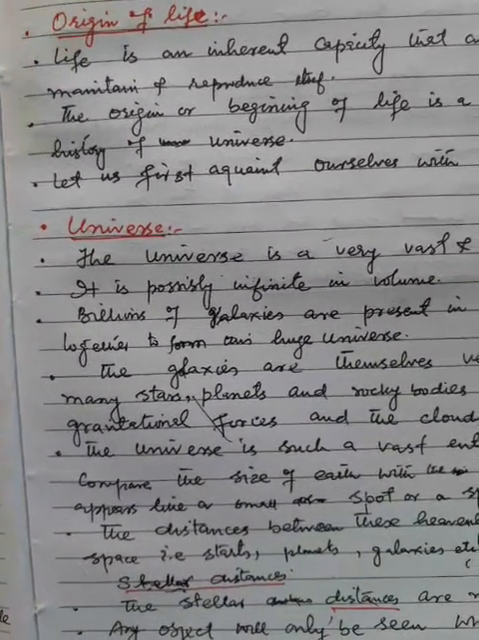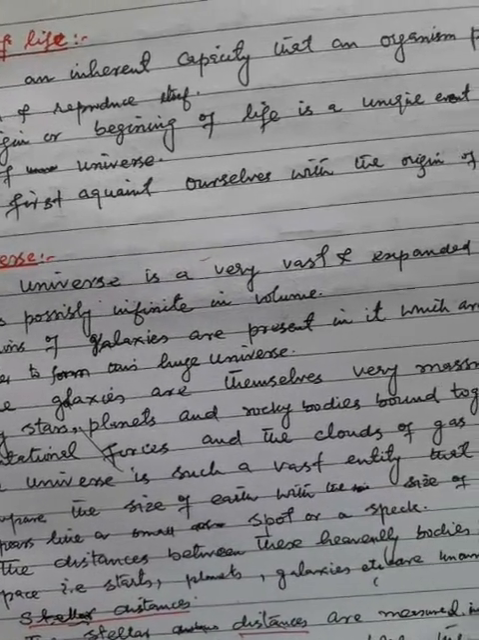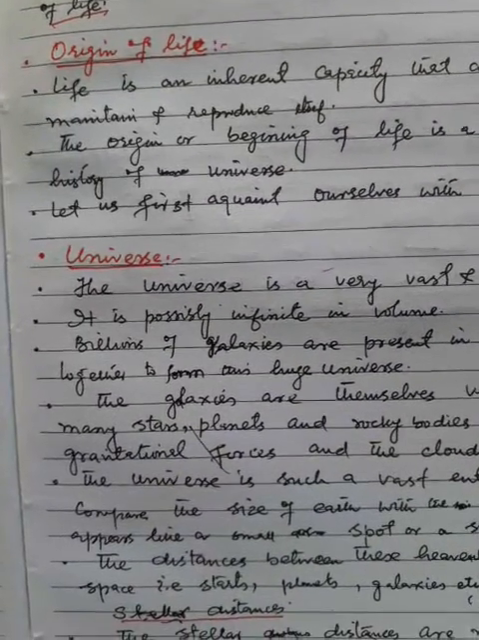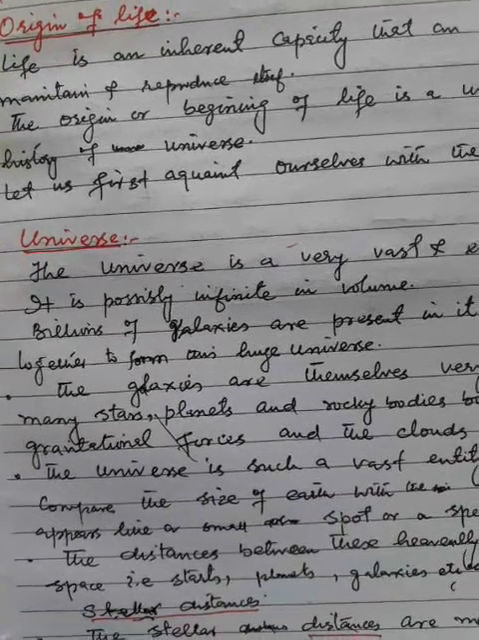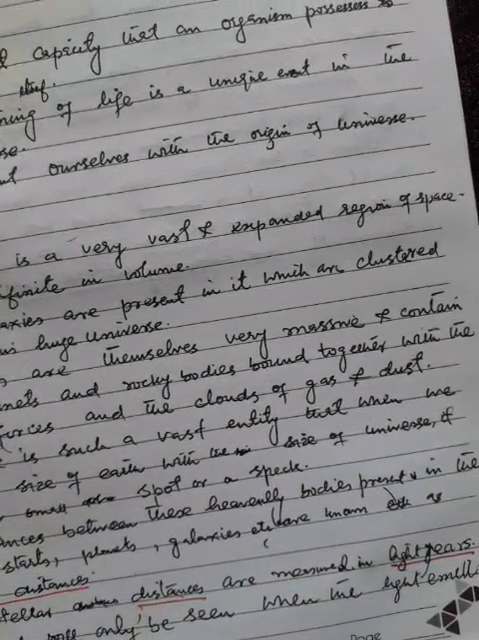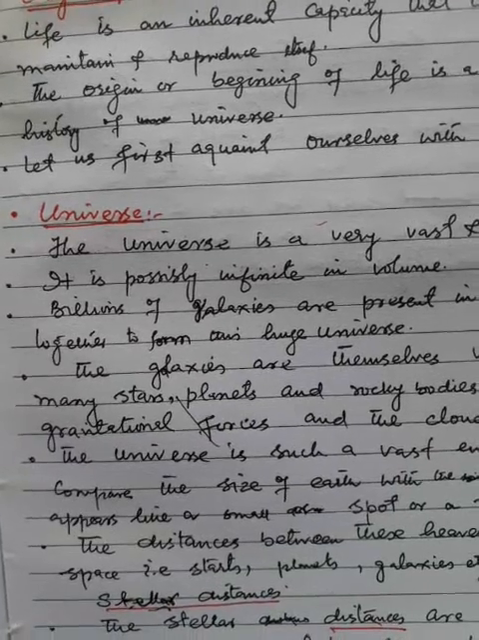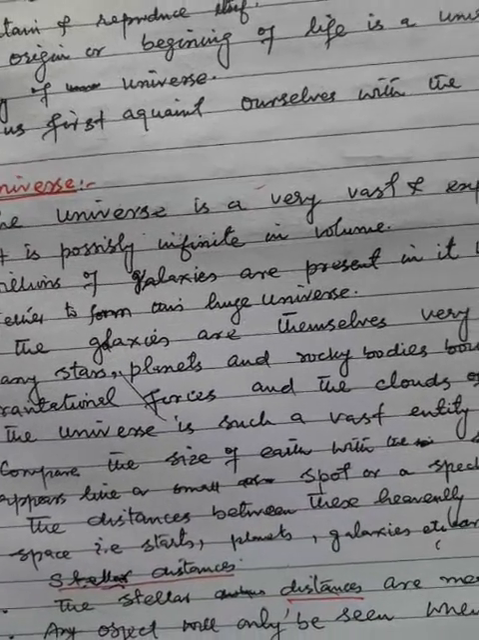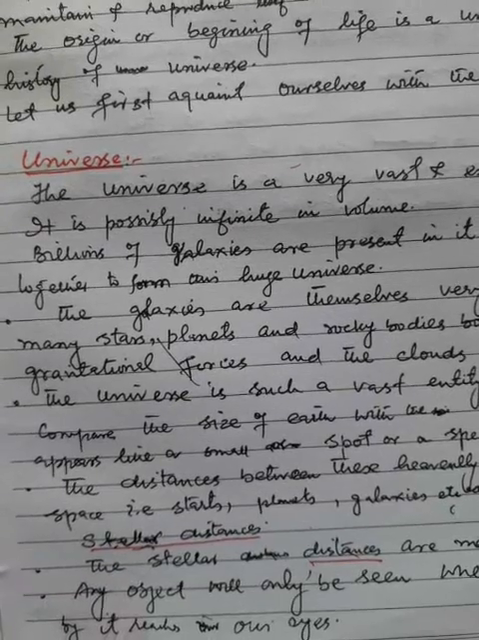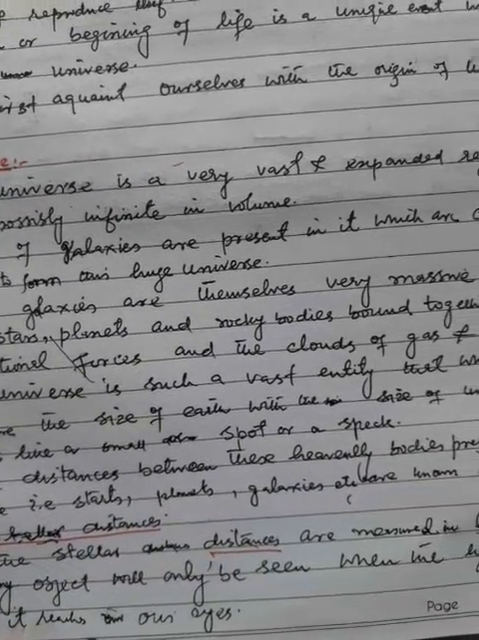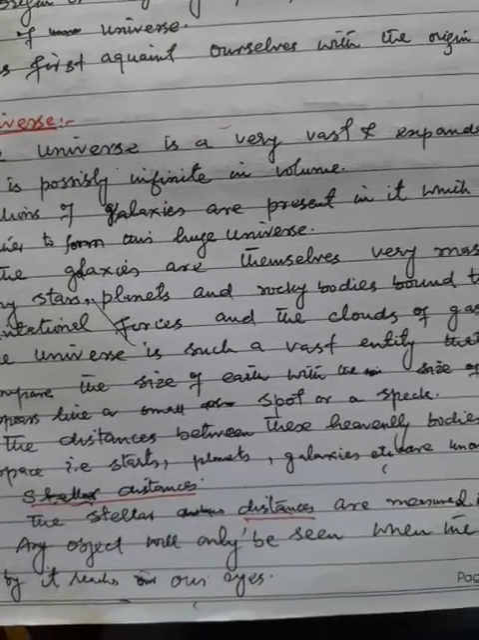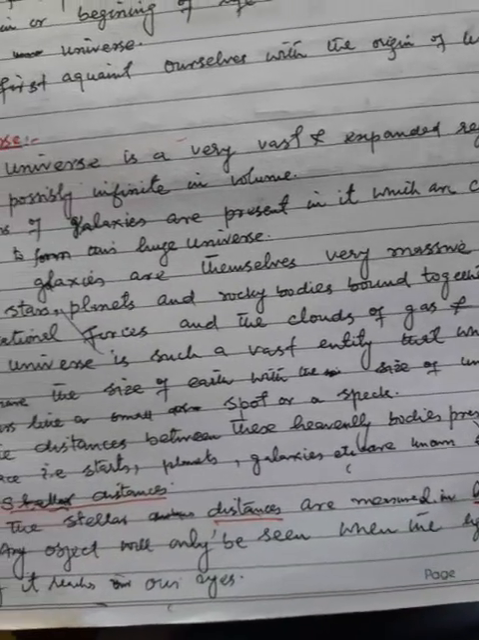Now, what is the universe? Universe. The universe is a very vast and expanded region of space. It is possibly infinite in volume. Billions of galaxies are present in it, which are clustered together to form this huge universe. The galaxies are themselves very massive and contain many stars, planets, and rocky bodies bound together with gravitational forces and clouds of gas and dust.